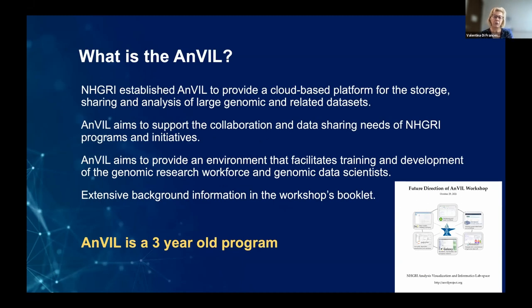So what is the AnVIL? AnVIL was established by NHGRI in the fall of 2018 to provide a cloud-based platform for storage, sharing, and analysis of large genomic and related data sets. In particular, it was established to support collaborative efforts and data sharing needs of the NHGRI program and initiatives. And an important aspect of the AnVIL is that it aims to facilitate training and development of genomic research workforce and genomic data scientists. So we have specifically organized today's workshop around this very important specific aim for the AnVIL program.